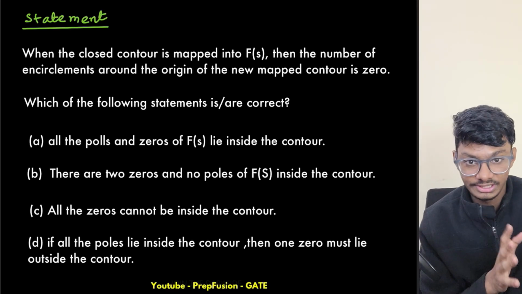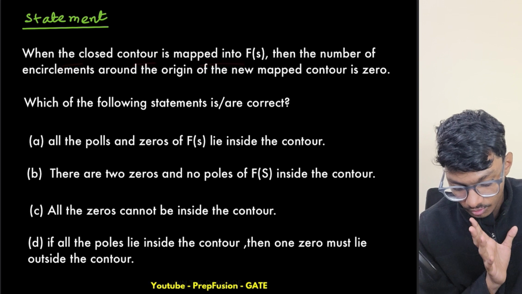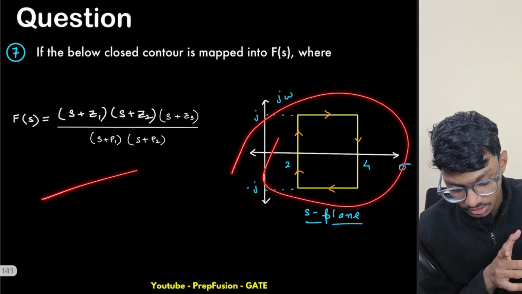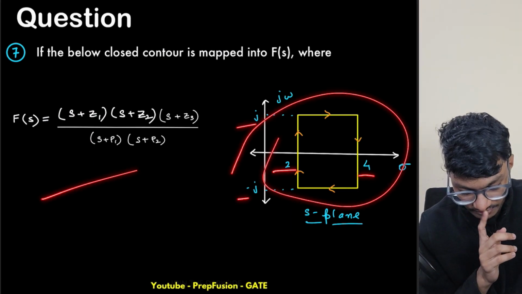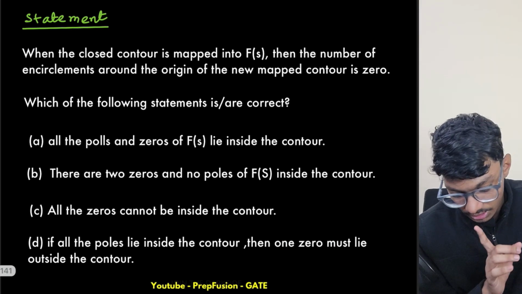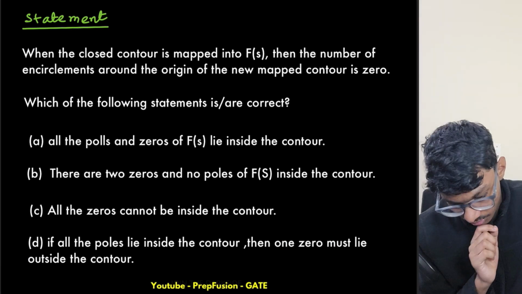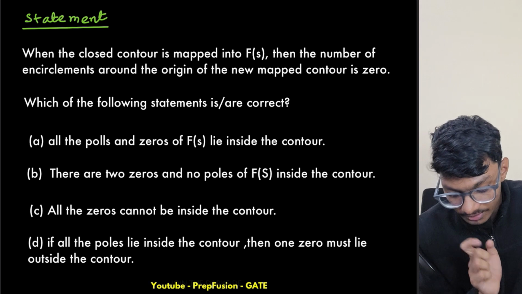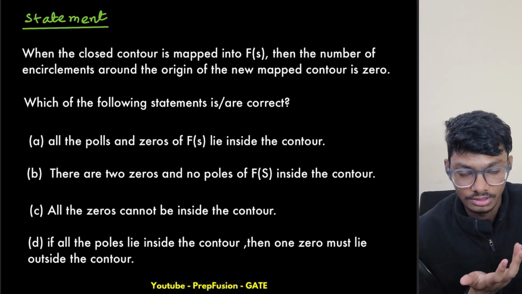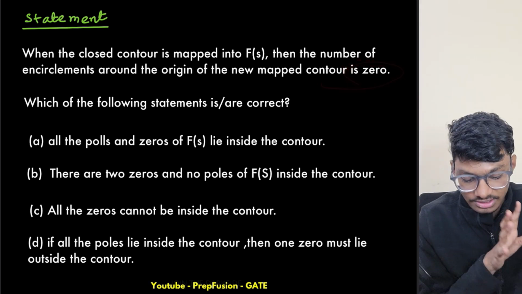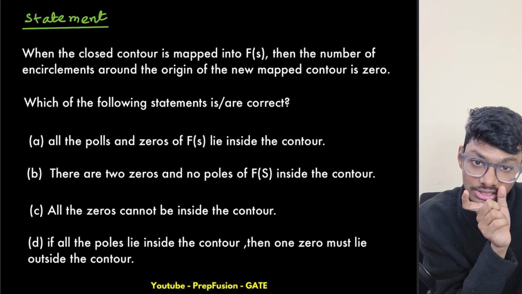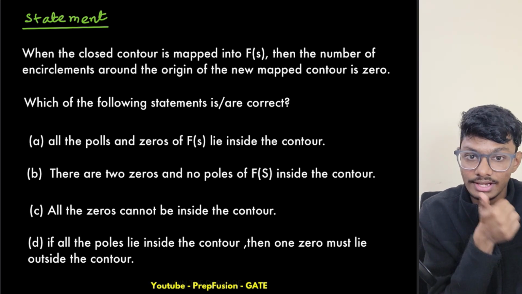So what does the statement say? When the closed contour is mapped into F(s), the points are given here, the edge points we can identify. Then the number of encirclements around the origin of the new mapped contour, basically it is asking about N, is 0. It is given that N is equal to 0.